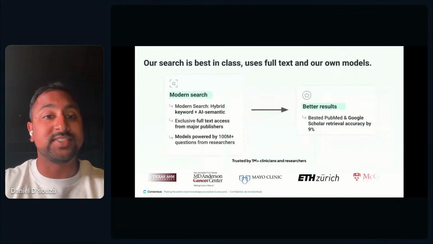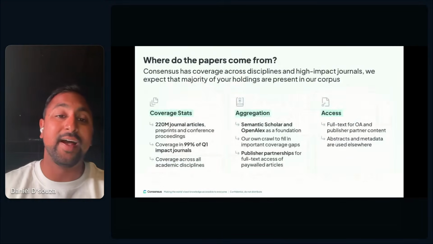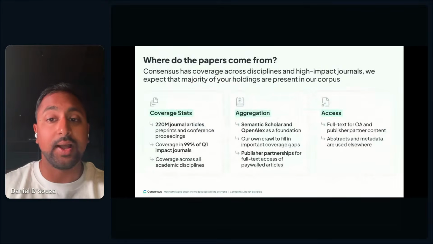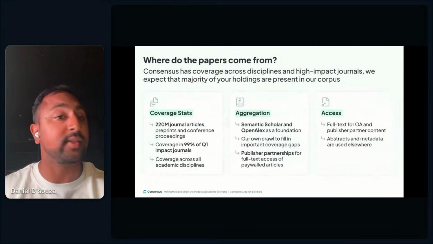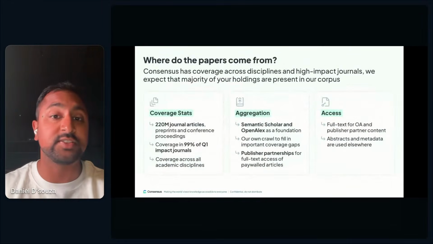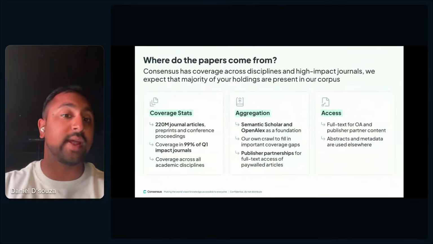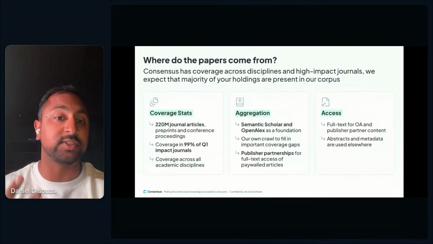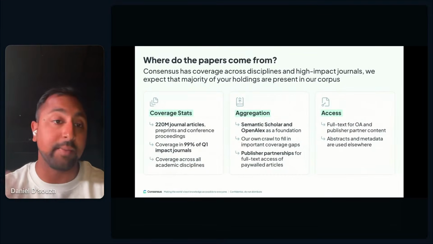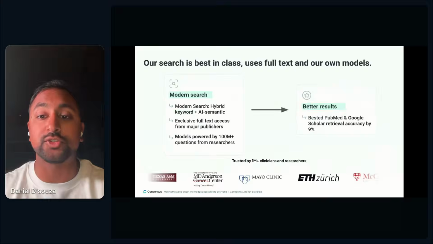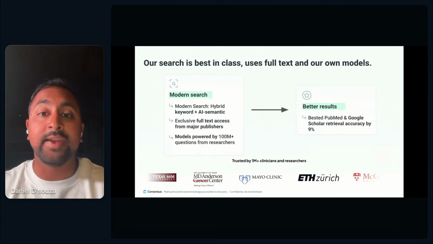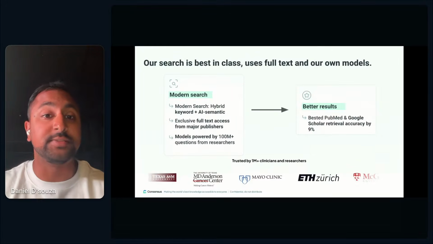In terms of the search itself, one thing I forgot to mention is we also have a number of partnerships with publishers like Wiley, the APA, Taylor Francis, ACS, and more, that give us full text access to paywall papers that we can actually read through as part of the search and summary. I'll explain how that works a bit later on, but that helps you find better papers from your searches. And in terms of the search itself, our search is best in class.